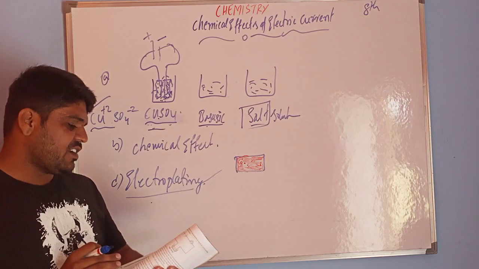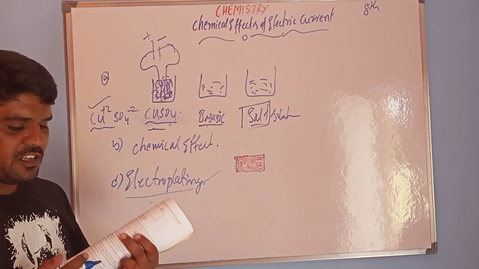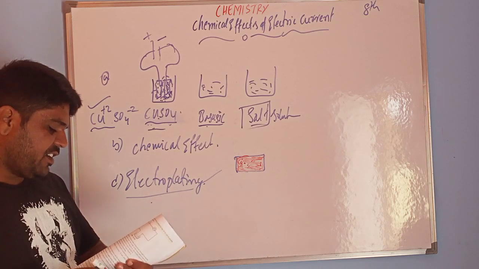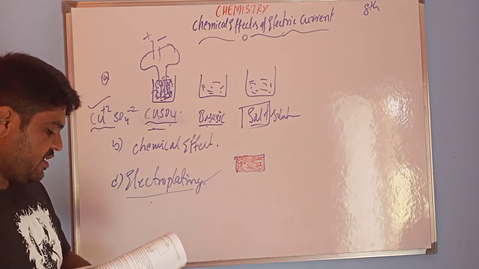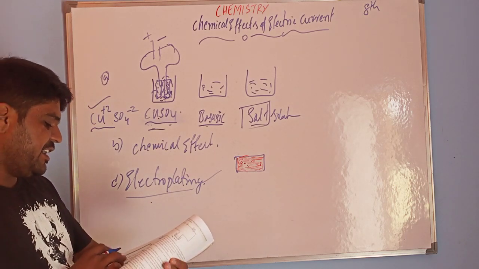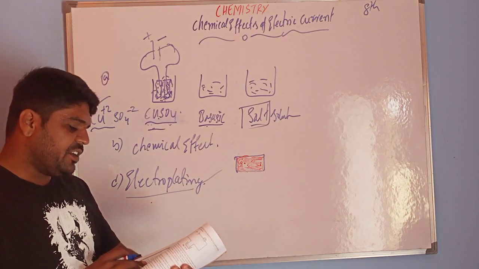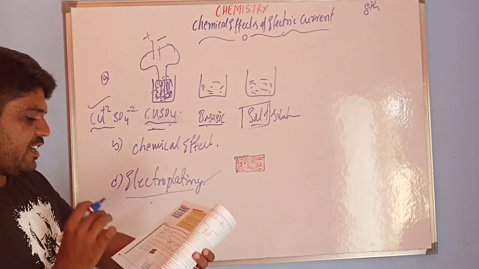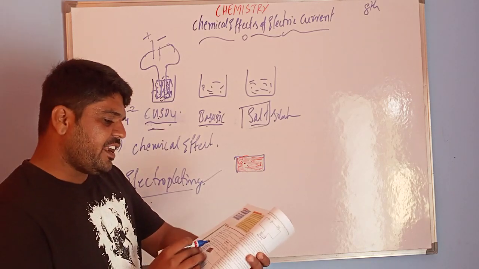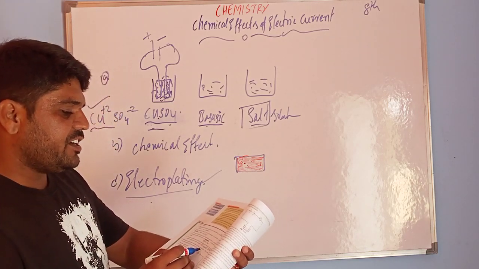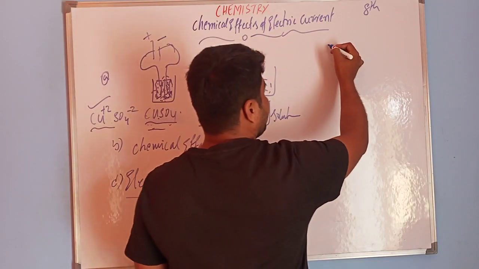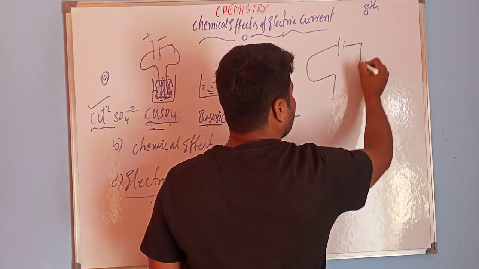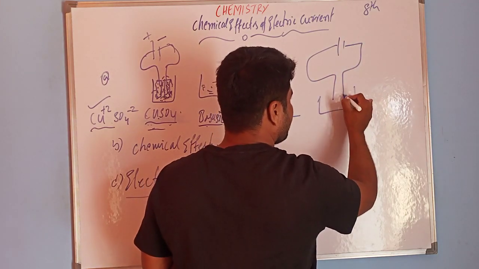So this is the completion of the first question, fill in the blanks. Next is the second question. When the free ends of a tester are dipped into a solution, the magnetic needle shows deflection. Explain the reason. The second question is very simple. This is the free ends of a tester.